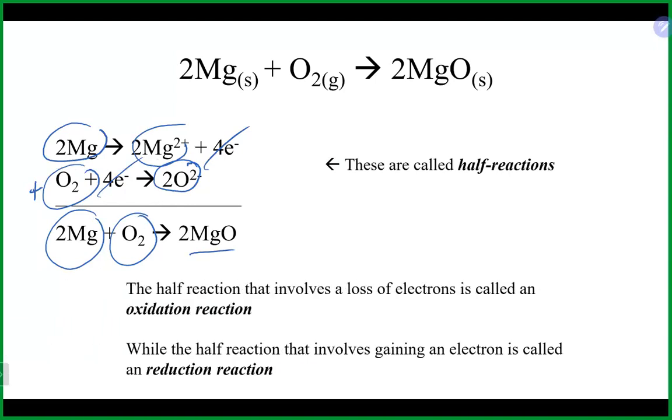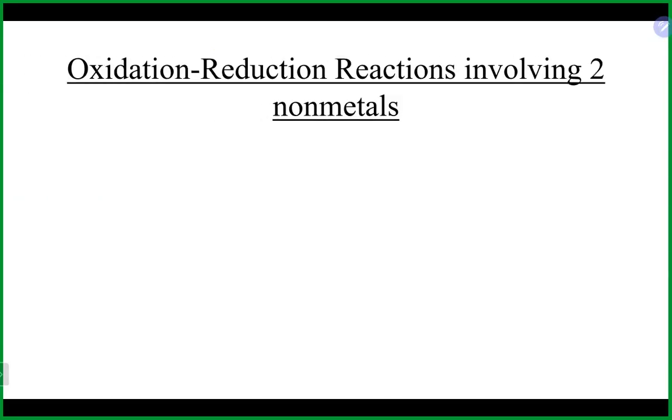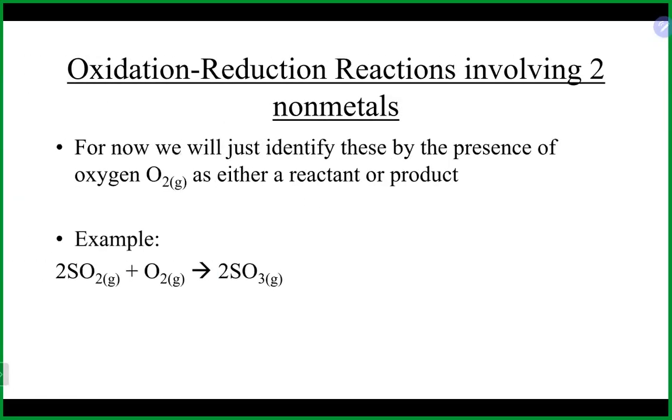So again, those that lose electrons, which is the magnesium in this case, and basically what's happening here is the magnesium is offloading those electrons over there to the oxygen. That is our oxidation, and the one accepting them is our reduction.